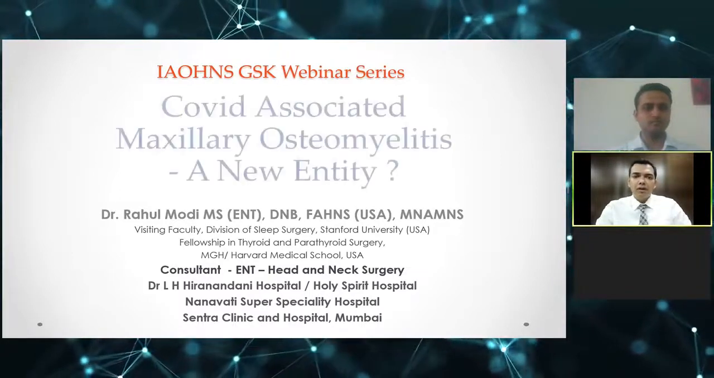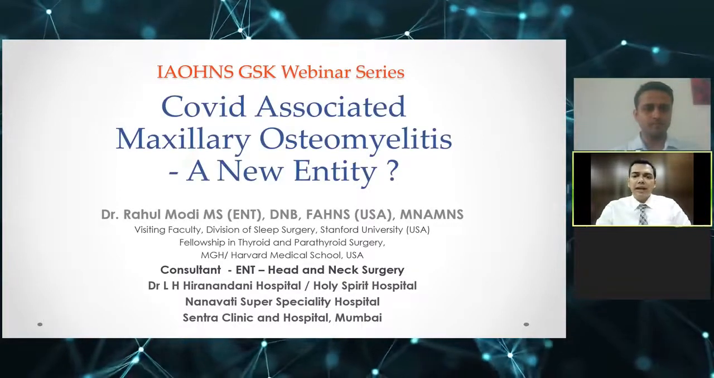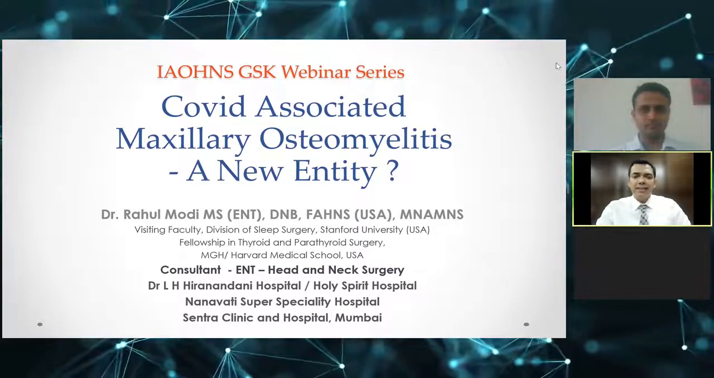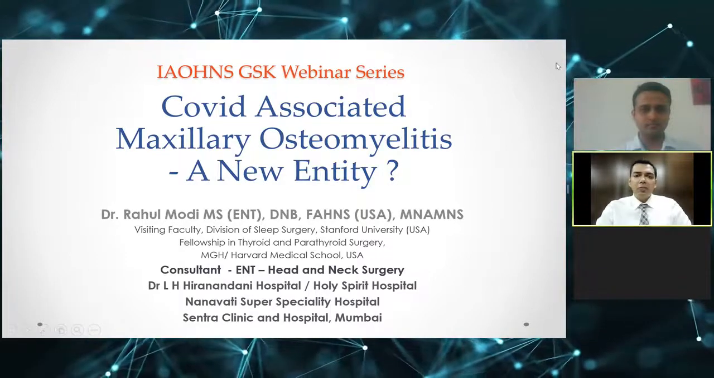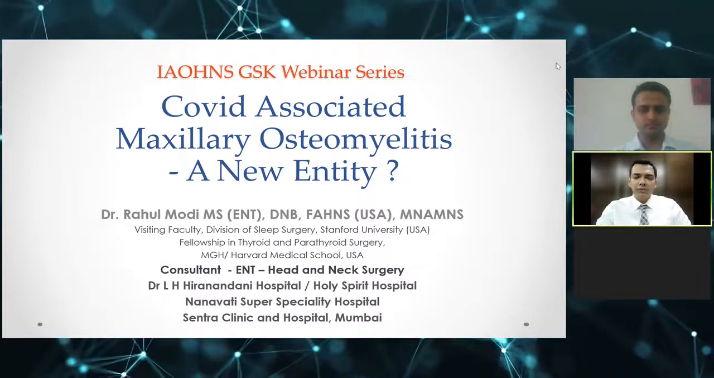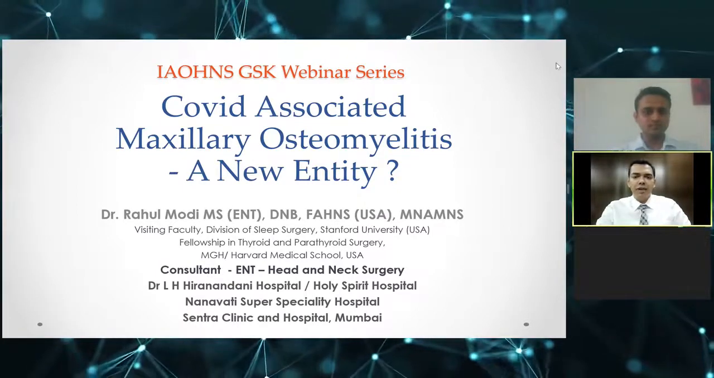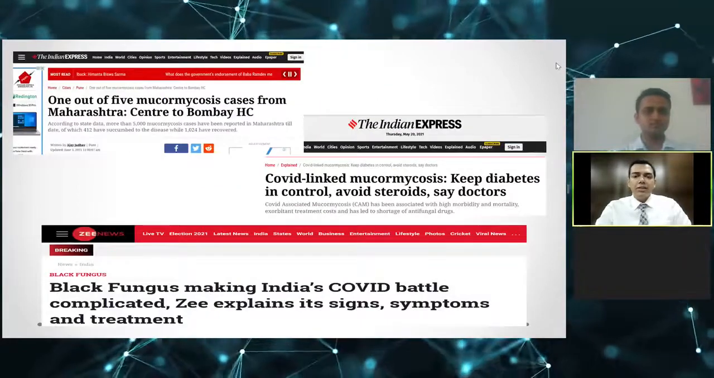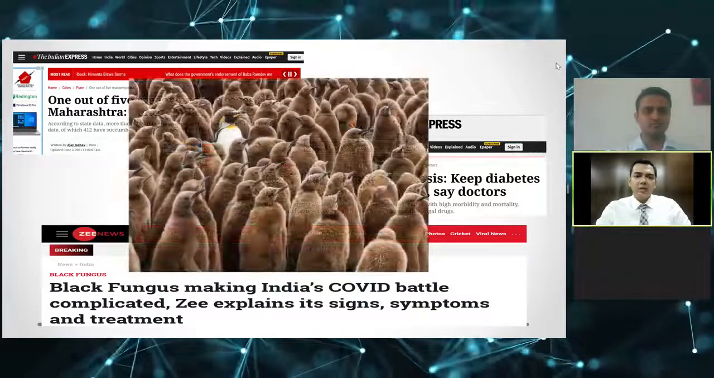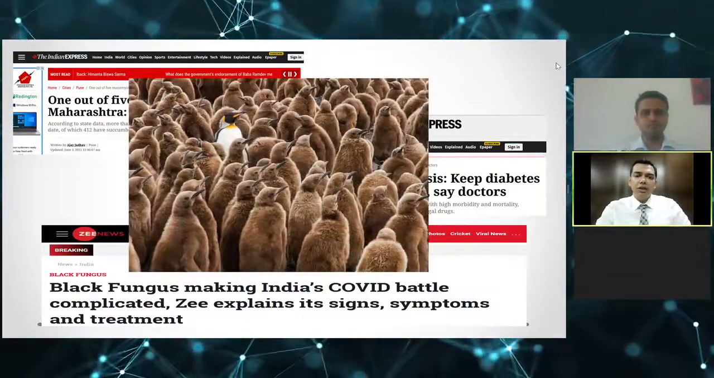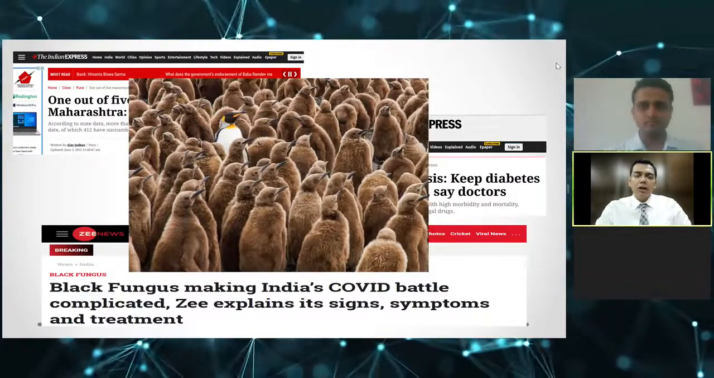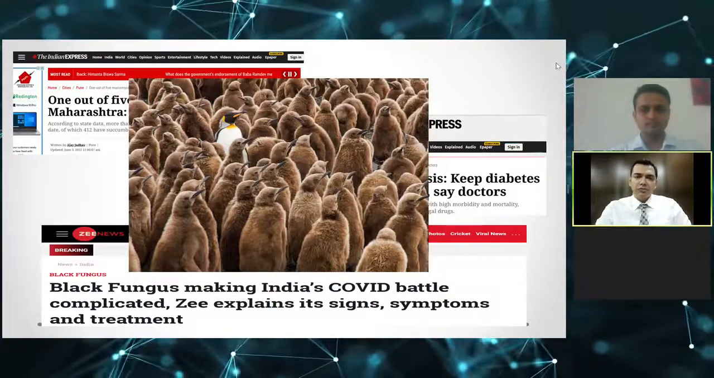The entity that I wanted to talk about is essentially COVID-associated maxillary osteomyelitis. The thought behind this topic is more about what it is not, and how it is different from what we have been seeing in the second wave, the epidemic of mucormycosis. The idea is to identify that odd one out in this whole Zoom, and it is important not to miss it and perhaps overtreat certain individuals.